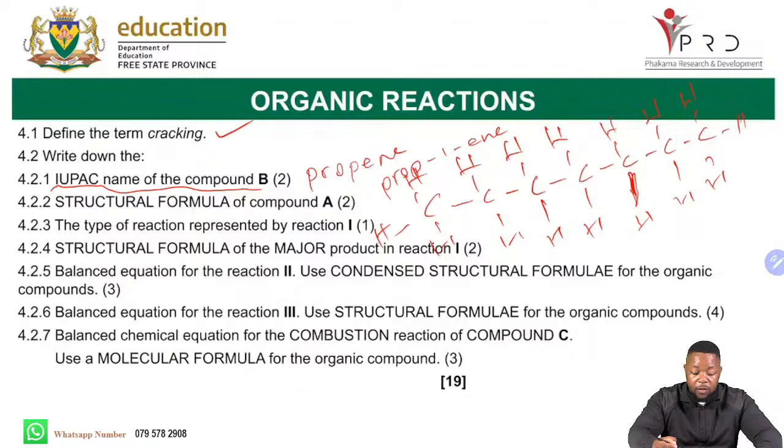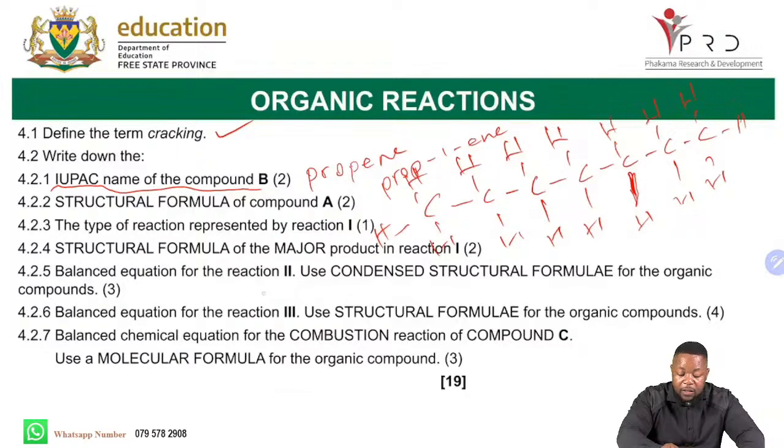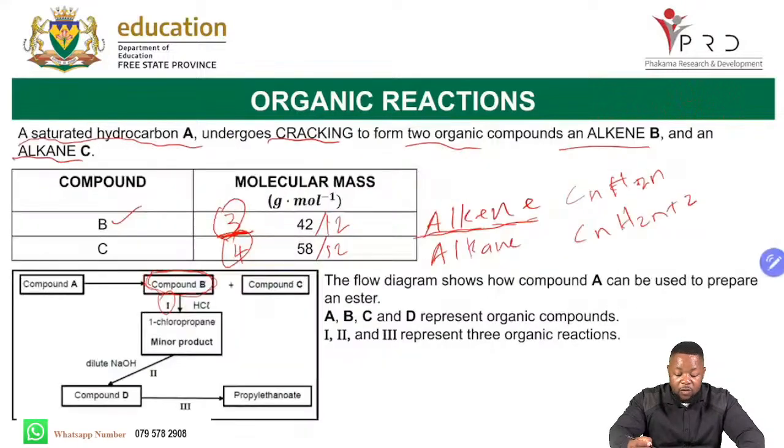In 4.2.5, the balanced equation for reaction 2 using condensed structural formula. Let's go back to reaction 2. Reaction 2, we have 1-chloropropane with dilute sodium hydroxide. So we expect a substitution reaction there. So the OH will now substitute the chlorine.